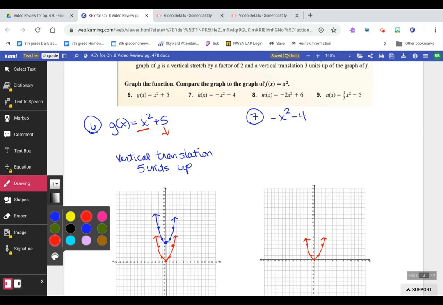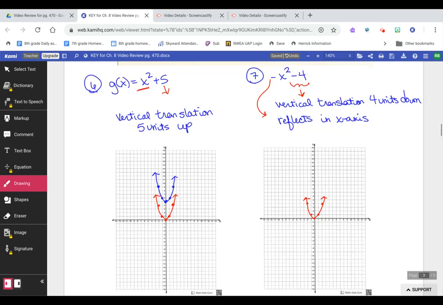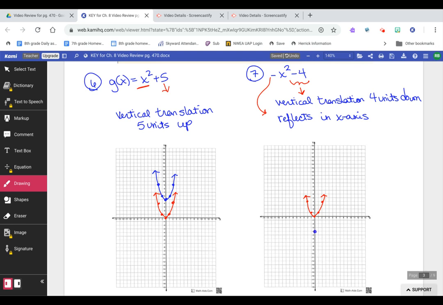So this negative 4 means a vertical translation four units down, and the negative means it is a reflection, so it reflects in the x-axis. Okay, so let's go down 4 units. Instead of going to the right 1 up 1, we'll go to the right 1 and down 1. Instead of going to the right 2 up 4, we'll go to the right 2 down 1, 2, 3, 4.